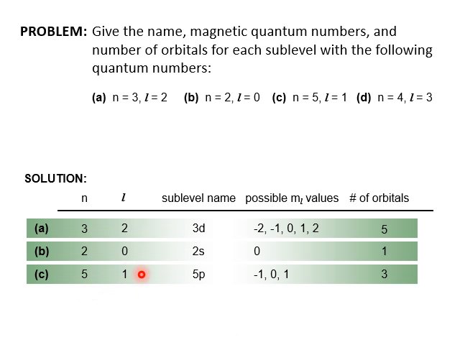We always remember that 0 is s, 1 is p, 2 is d. So p will have 3 orbitals: minus 1, 0, positive 1, so it will be 3 orbitals. For l equal to 3, that is represented by f, so f would have 7 orbitals.